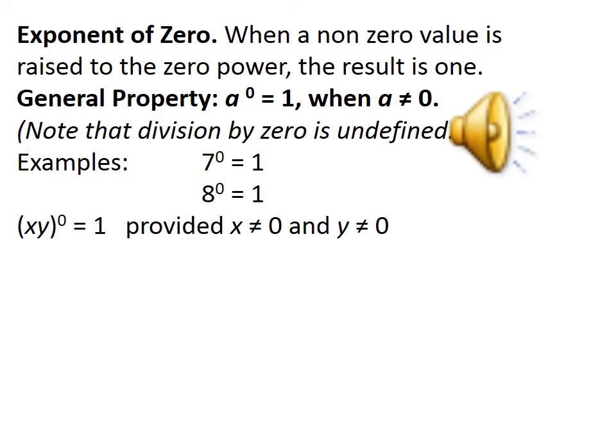Another type is exponent of 0. When a non-zero value is raised to the power 0, the result is 1. You can see in the example, the general property: a power 0 is equal to 1. Note that division by 0 is undefined. In the examples, 7 power 0 becomes 1, and 8 power 0 becomes 1. If any number within brackets has power 0, it is also equal to 1.